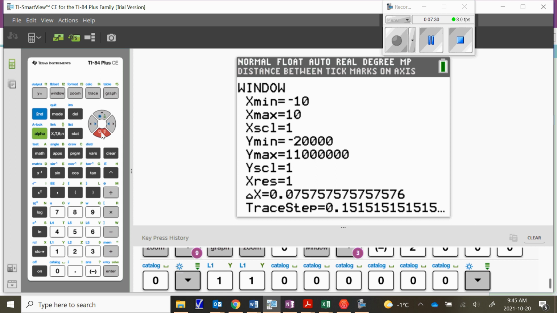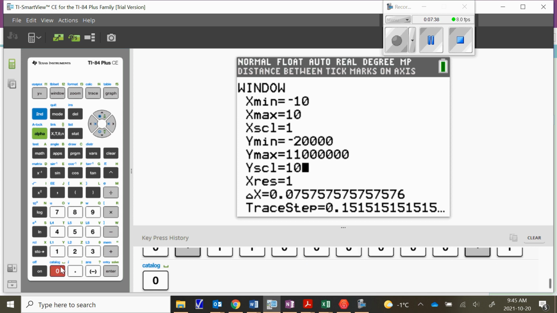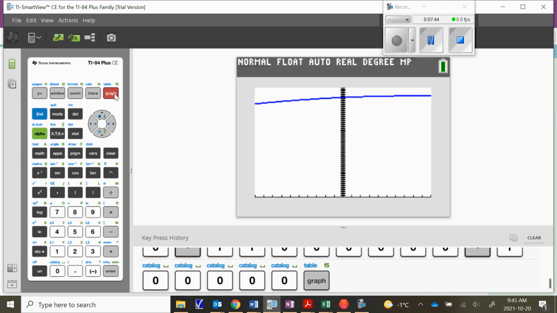And perhaps we should be counting up by something more than 1. Perhaps we count up by 100,000. We could do that. So let's take a look at what that looks like. Okay, so I need to count up by something larger, so that I'm not getting these ticks so close together. Perhaps I should count up by 1 million.